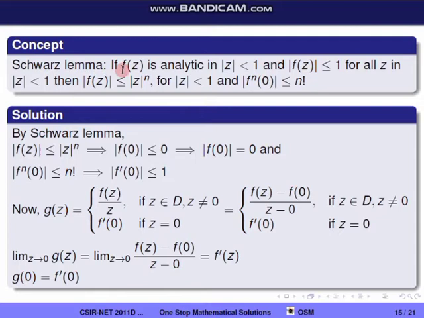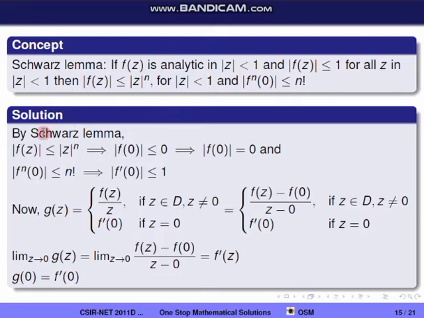If f(z) is analytic in |z| < 1 and |f(z)| ≤ 1 for every z in |z| < 1, then we can say that |f(z)| ≤ |z|^n for |z| < 1 and |f^(n)(0)| ≤ n factorial. So we'll move on to the question.